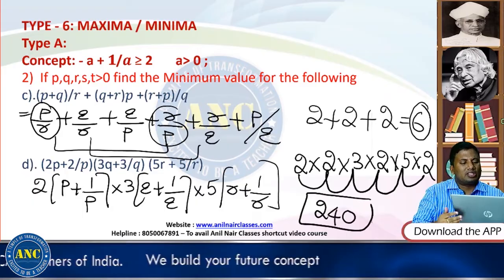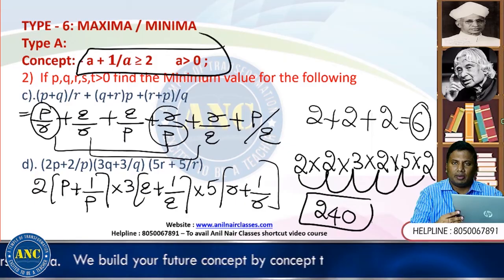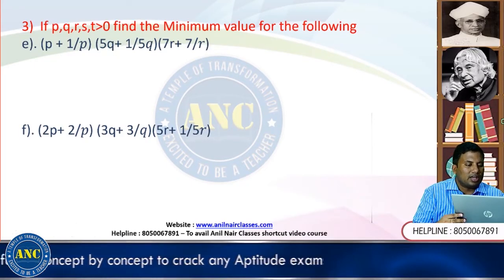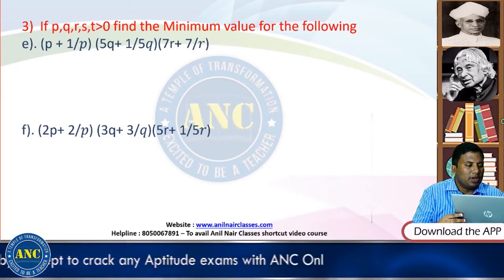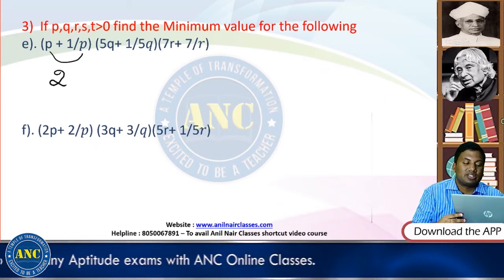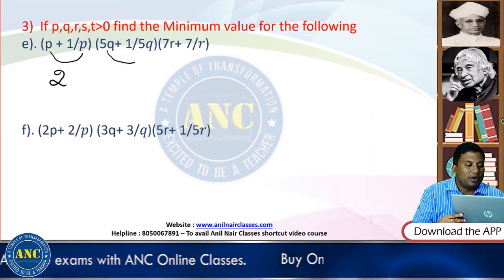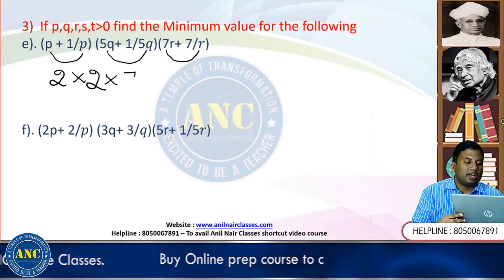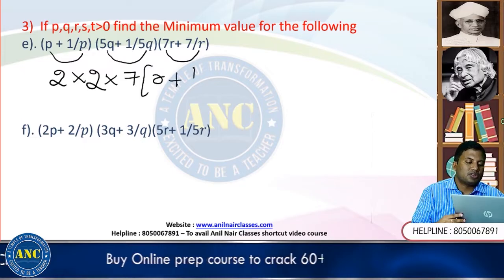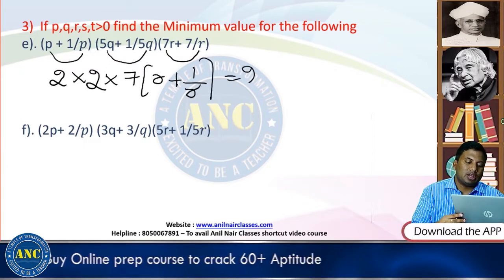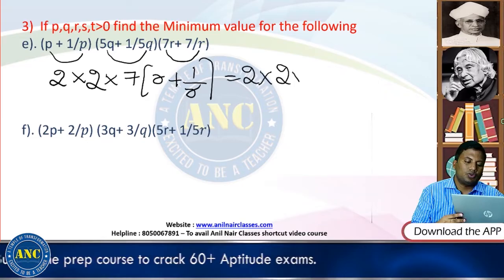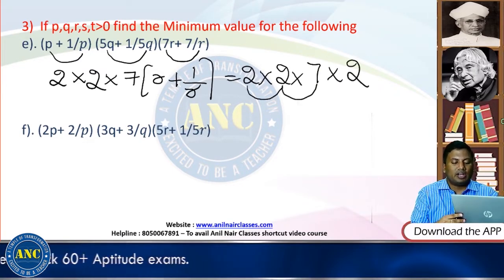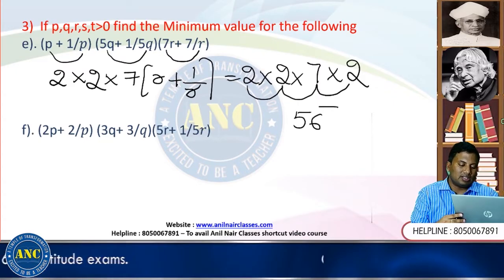Various models come under this concept: variable and its reciprocal, minimum value is 2. Similarly, another question. Right now, if you see here, P plus 1 by P, variable and its reciprocal, 2. Take 7 common: R plus 1 by R. So it is nothing but 2 into 2 into 7 into variable and its reciprocal, which is 2. 4 7s are 28, 28 2s are 56.